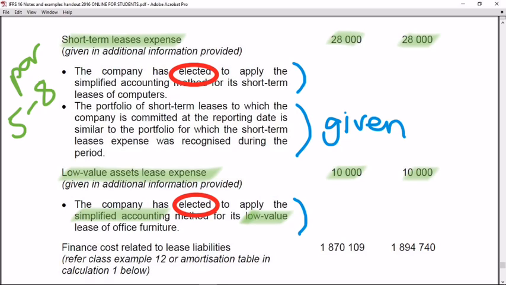The last item forming part of the income and expenses relating to the lease is the finance cost. The finance cost relating to the lease liabilities. In class example 12, we have identified these amounts and calculated that using the amort function. You are welcome to make use of the amort function, or otherwise you can make use of an amortization table, which is provided at the end of this example.